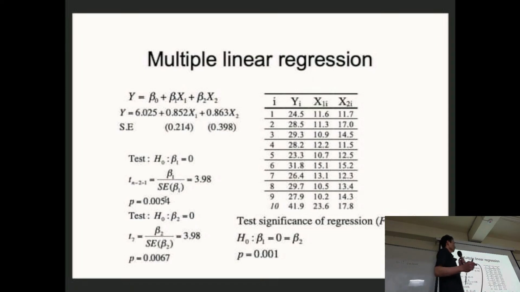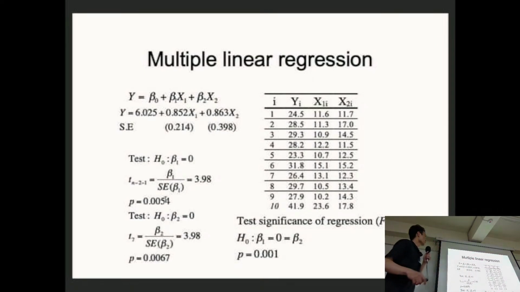Okay, regression. So I have a y variable, x1 and x2, and I have data like that. So I can do a regression analysis, right? So you can calculate the beta 0, beta 1, beta 2, right? And then you can calculate the standard error of beta 1, beta 2, right? And then you can test it.